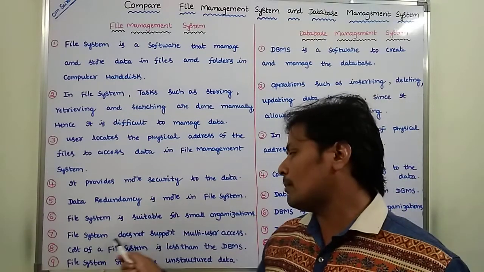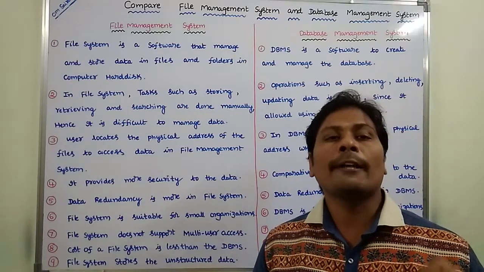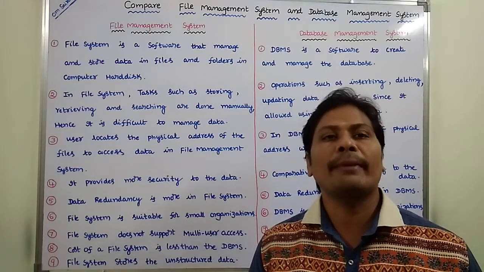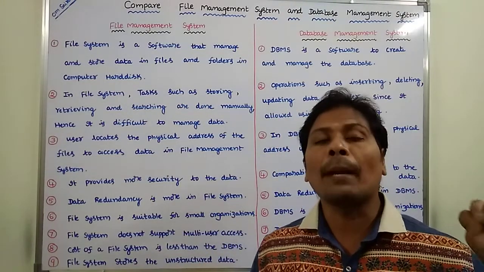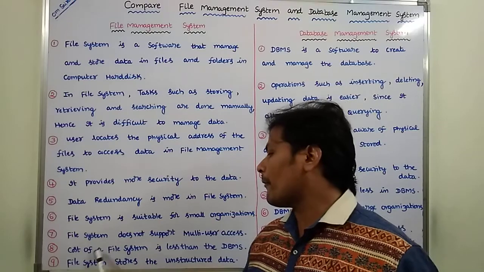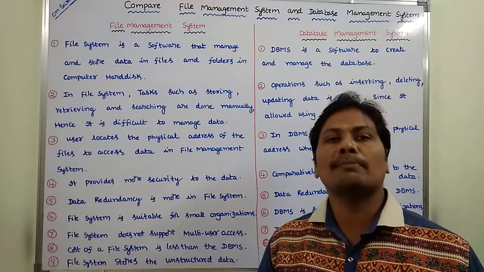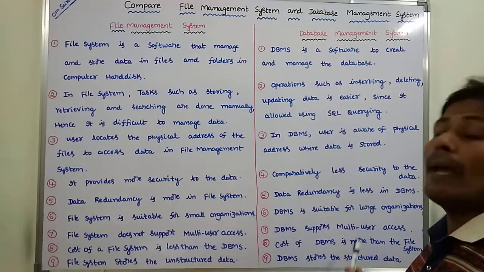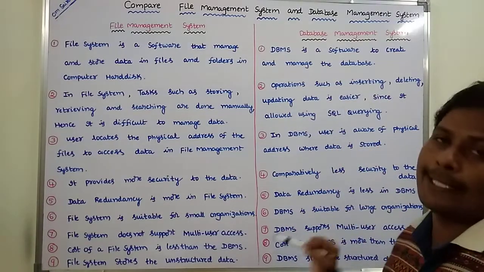Next one, the file system does not support multi-user access. At the same time, a file cannot be accessed by multiple users in a file management system, whereas in the case of DBMS, multiple users can access the database at the same time. Next one, the cost of a file system is less than the DBMS. When compared to a database management system, the cost of the file system is less, whereas the cost of the database management system is more when compared to the file system.